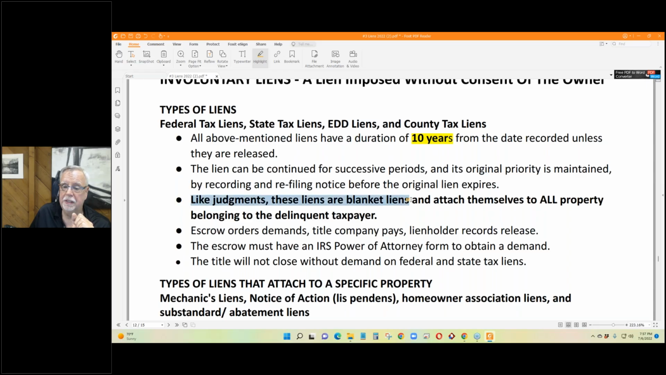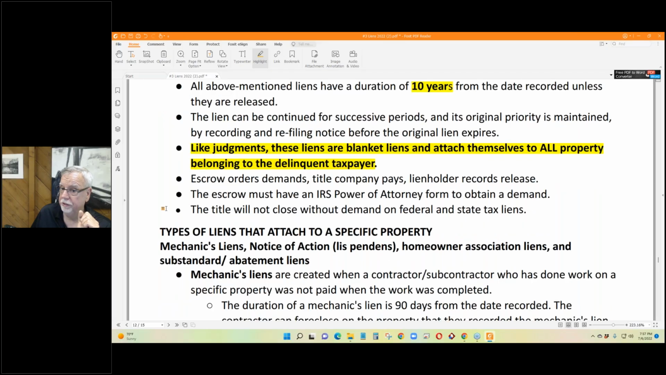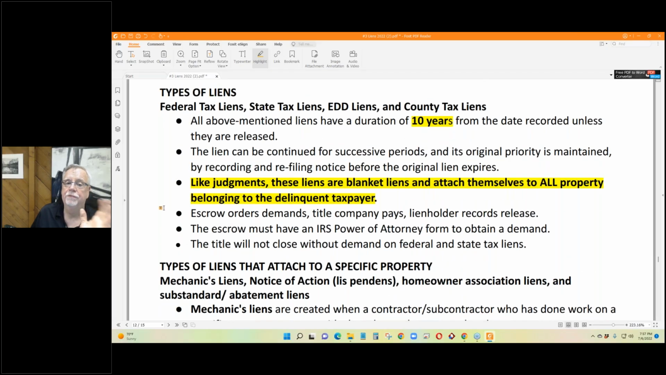Like judgments, these liens are blanket liens and attach themselves to all property belonging to the delinquent taxpayer. Federal tax liens, state, not county, not property tax liens, but the federal tax liens and other liens that you owe to the state.